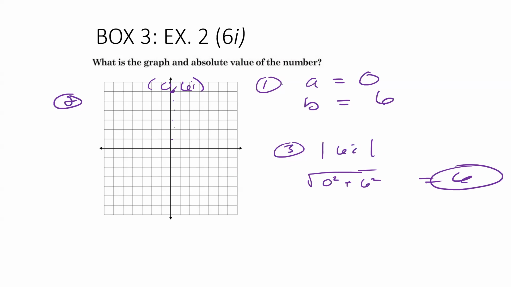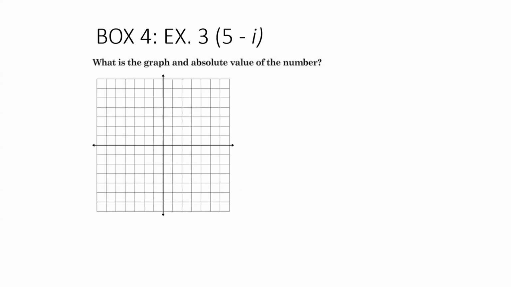Yay? All right, let's try another one. Here you go. So in your last box, you have example 3, 5 minus i.